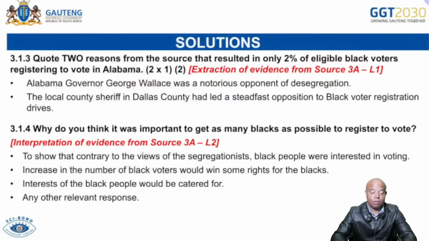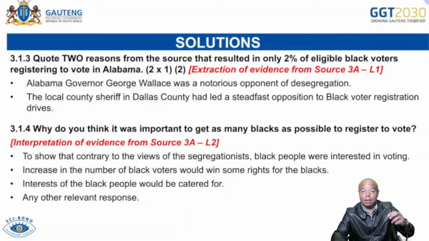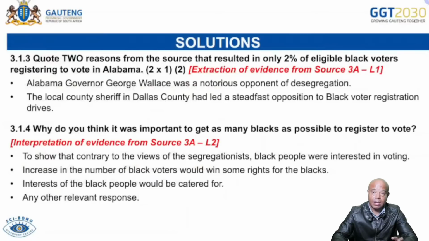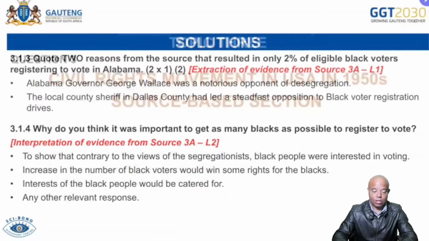Then 3.1.4, why do you think it was important to get as many blacks as possible to register to vote? Level 2 question. Why? Now you must be able to analyze this particular question. The answer is as follows. To show that contrary to the views of the segregationists, black people were interested in voting. An increase in the number of black voters would win some rights for the blacks. The interests of the black people would be catered for. Any other relevant response for this particular answer.